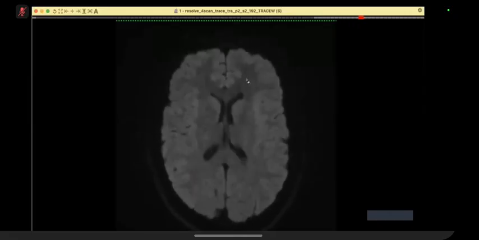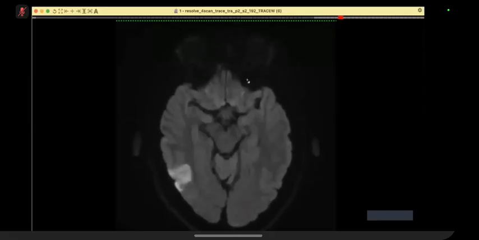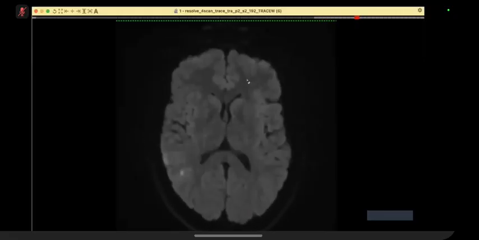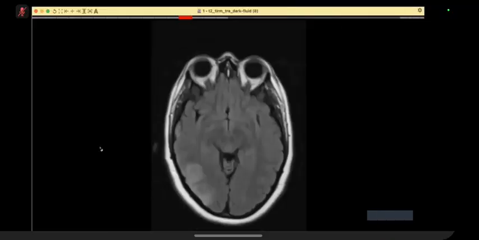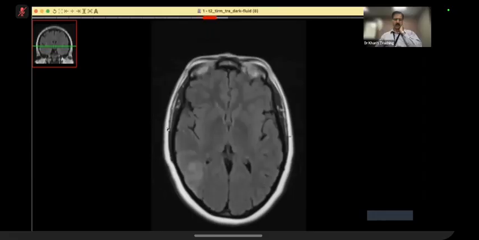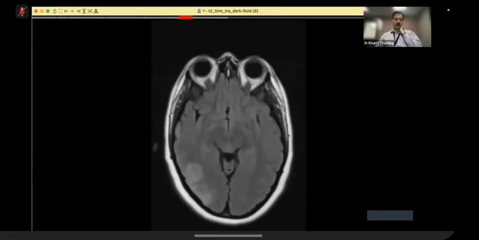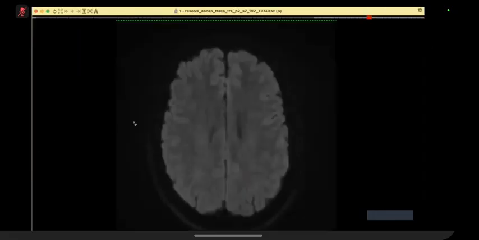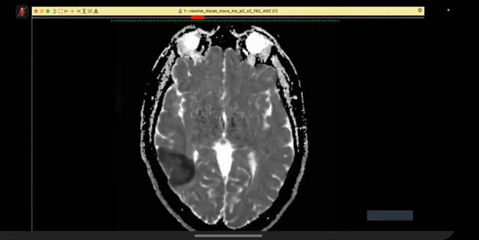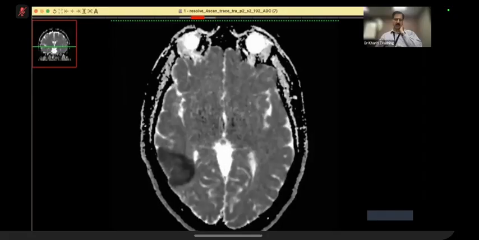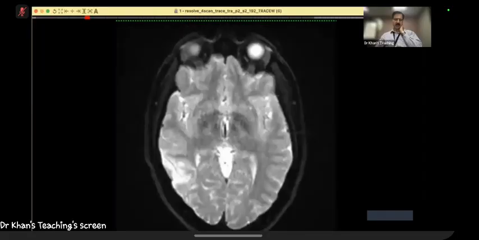So these are the FLAIR axial images of the same patient, and here again I can see that there is a FLAIR hyperintense area in the affected region. Excuse me, I was showing you a DWI. Okay, sorry. So these are the FLAIR images. This is the ADC, and there is marked restriction.